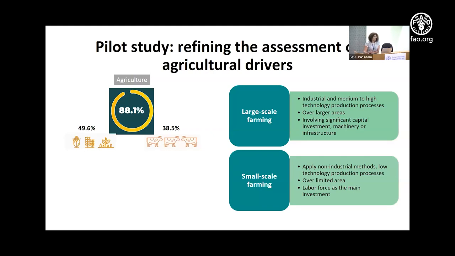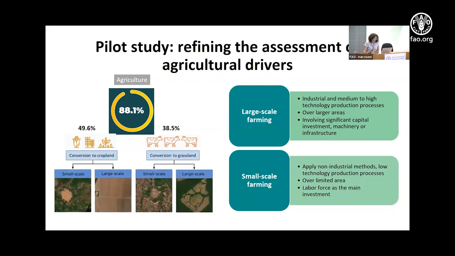This global figure of 88.5% really can hide a diversity of situations leading to deforestation. It was very important also to understand what the dynamics of land use were behind this 88%, in particular with a view to designing more efficient policies. So what we did, we tried to divide this 88.5% into different processes of deforestation linked to agriculture.